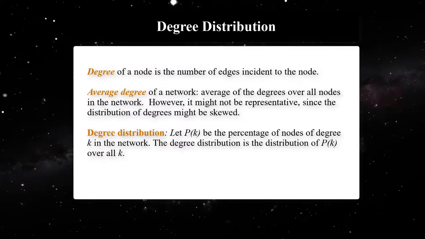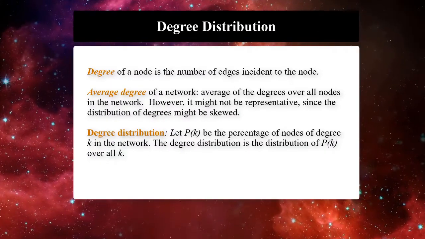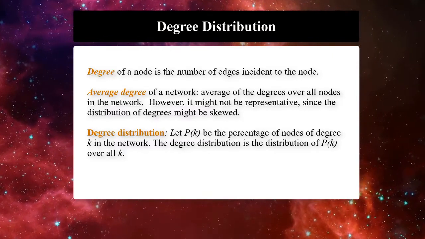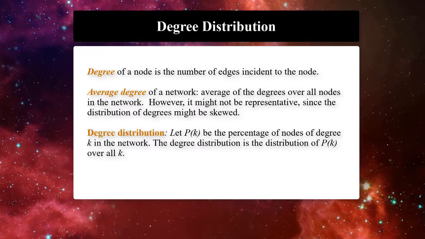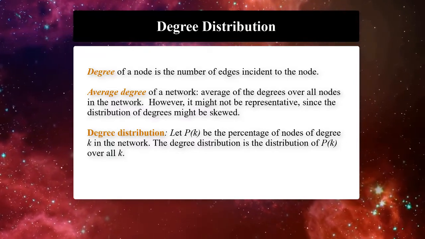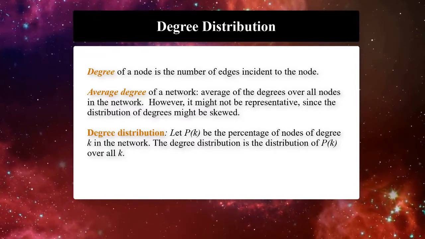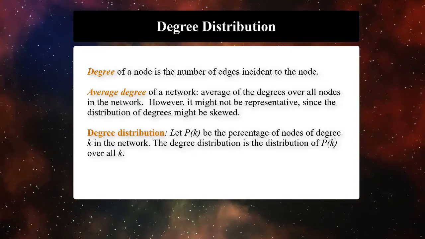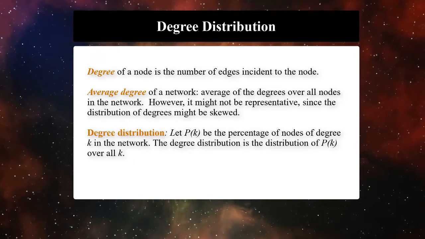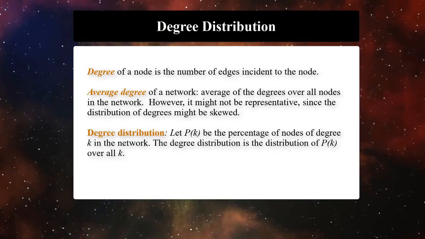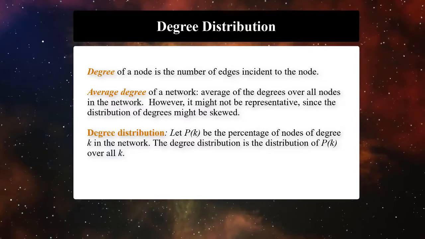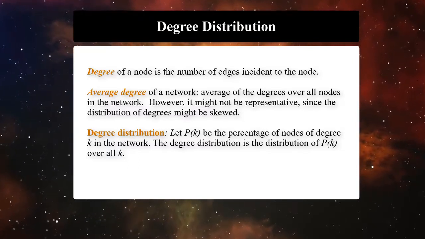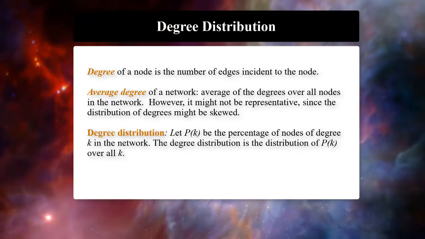As you recall, the degree of a node refers to the number of edges incident to the node. Now, if we average the degrees over all nodes in the graph, we have a global measure for the whole system. Let pk be the percentage of nodes of degree k in the network. The degree distribution is the distribution of pk over all k. Much of the recent research on the structure of biological networks and other real networks has focused on determining the form of their degree distributions.